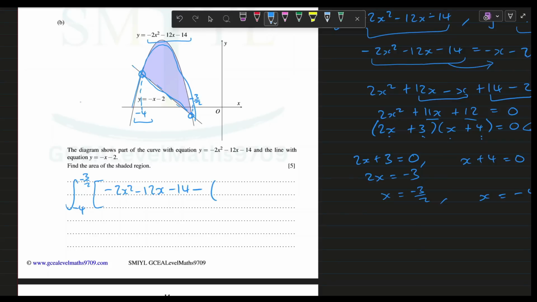Because the limits are going to be the same, we can put them under one integral sign. So I can just subtract the line from the curve. So minus, our line is -x - 2, and this is all with respect to x. So that's the integral from -4 to -3/2 of -2x squared. Then here we're going to have -12x - x, so that's -12x + x, which gives us -11x. Then we've got -14 - 2, so -14 + 2, which gives us -12. And this is with respect to x.